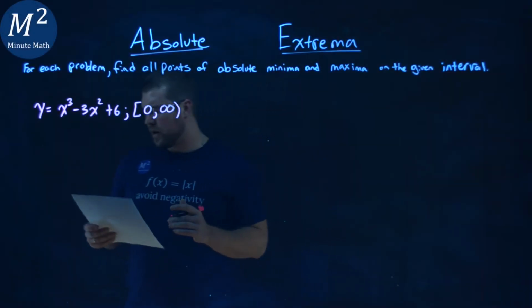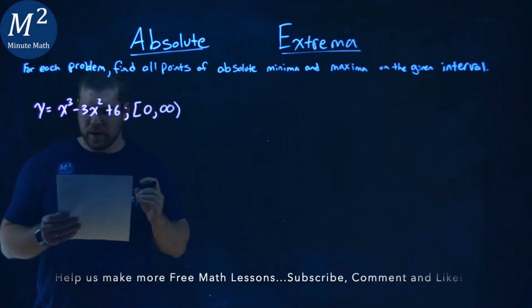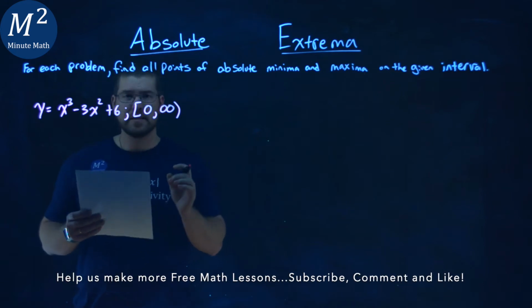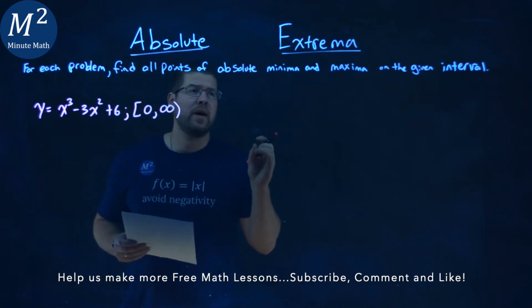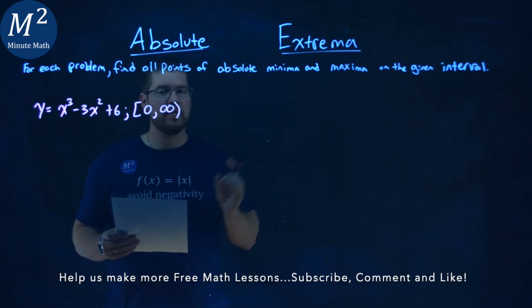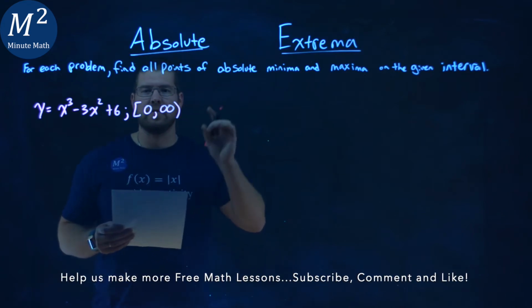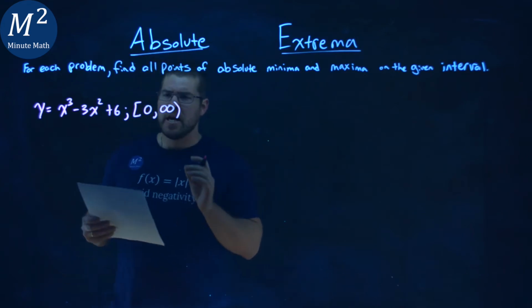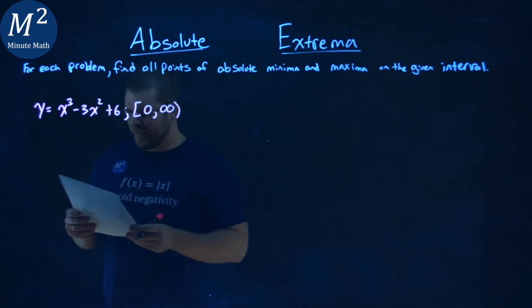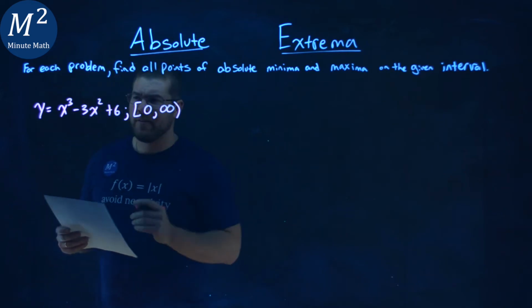We're given this problem right here, y equals x to the third power minus 3x squared plus 6, and we want to find all points of the absolute minima and maxima on our given interval from 0 to positive infinity. I said that one weird. Anyway, first step, find the derivative.